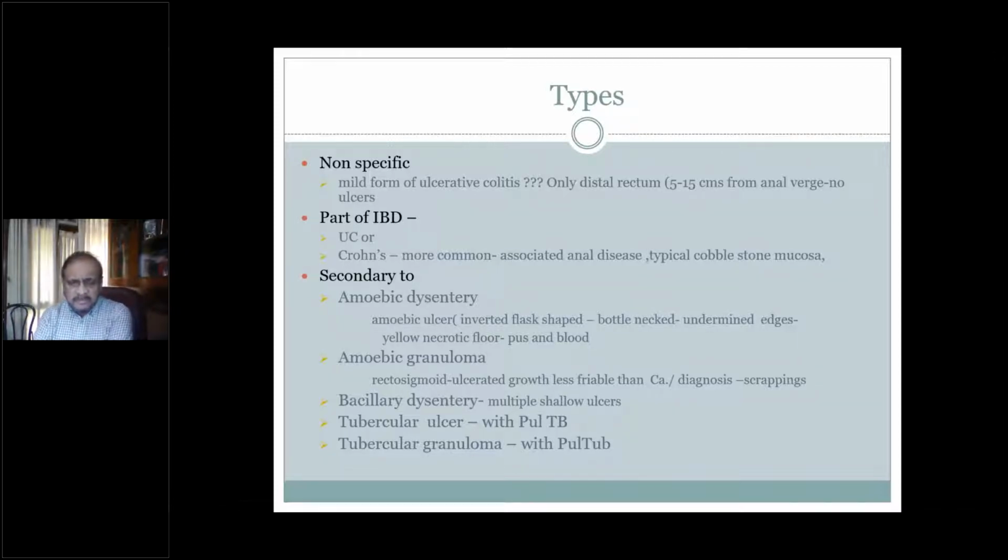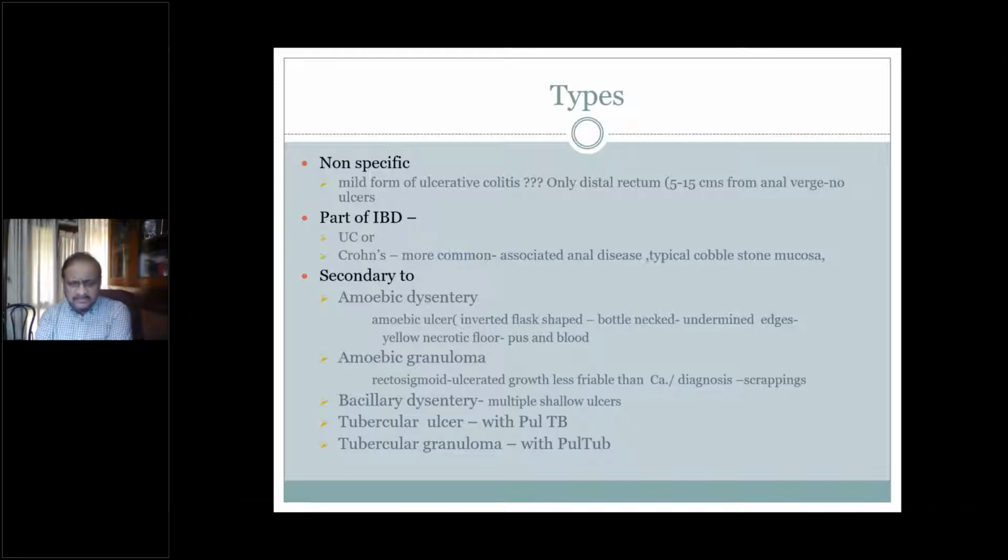Or it could be secondary to amoebic dysentery or amoebic granuloma. Both conditions could be there. In dysentery, you'll find the typical amoebic ulcers, known as inverted flower-shaped ulcers, bottleneck with undermined edges, with a yellow necrotic floor and pus and blood. In amoebic granuloma, on the other hand, you'll find a lump, an ulcerative growth which is friable. The lump is palpable abdominally and has to be differentiated from malignancy. The diagnosis is pretty simple: just take scrapings and send for HPE, and find there is no evidence of any malignancy.